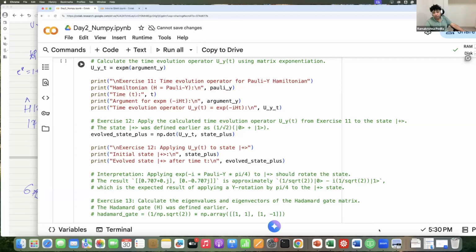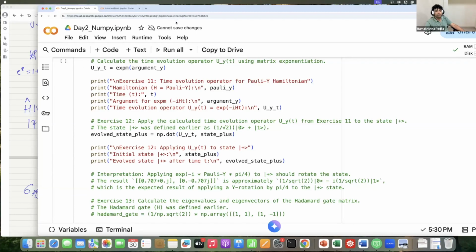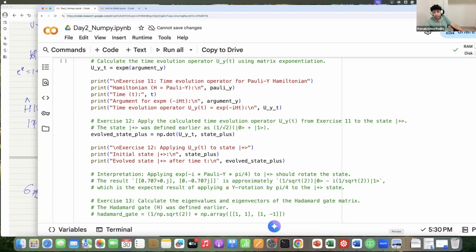for quantum computation. So I'll pause here and see if any of you have questions. Are there any questions? Please either put them in the chat or you can unmute yourself and ask. Okay, no questions. If there are no questions, then we will start with Qiskit.